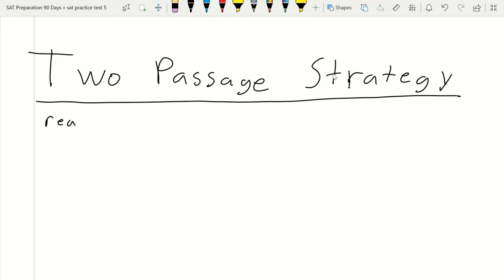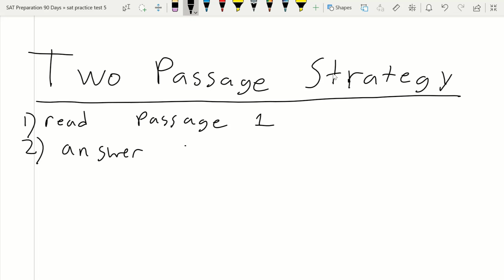Okay, so the first step is going to be read through passage 1. So I'll write read passage 1. That's the first thing I'm going to do. Next, I'm going to answer the questions that are only about passage 1. So I'm going to write answer the questions on passage 1, so on P1 for passage 1.